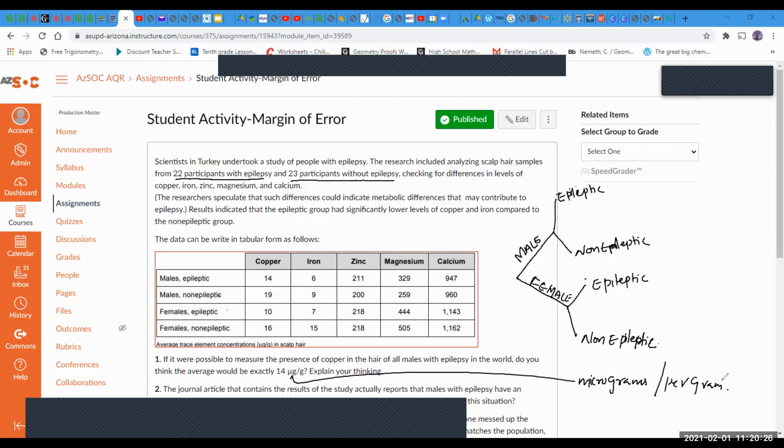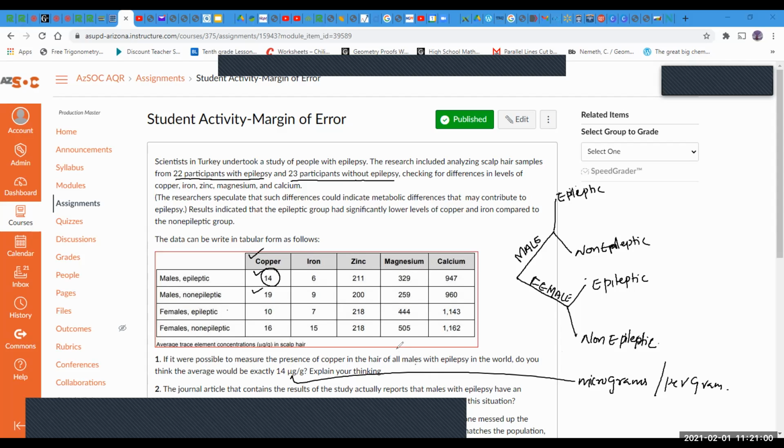So we have the study about copper here. Yes, we have the study about copper here. Presence of copper in the hair of all males. So this is male, this is also male. Males with epilepsy is here, just 14. Do you think the average would be exactly 14 mu g by g? Interesting question. But we can see that something is missing, right?